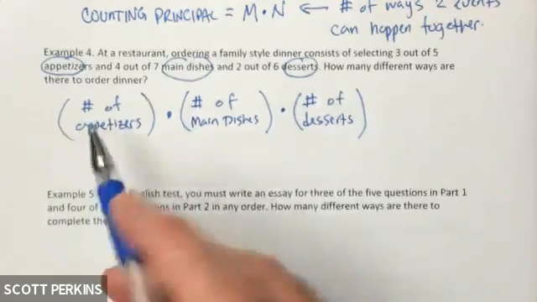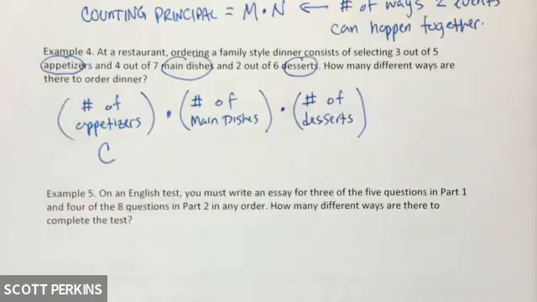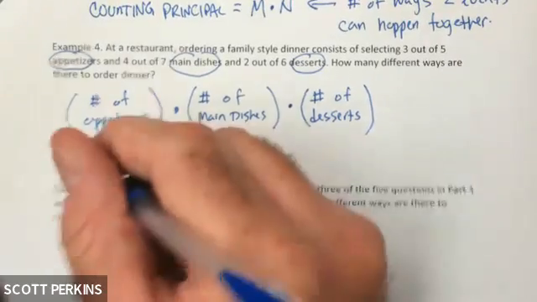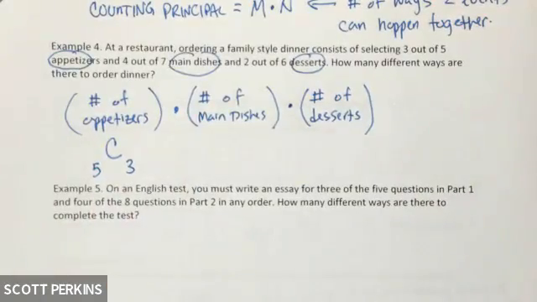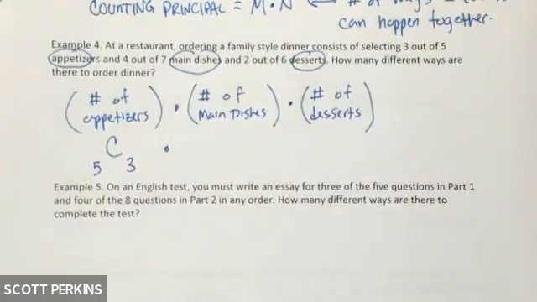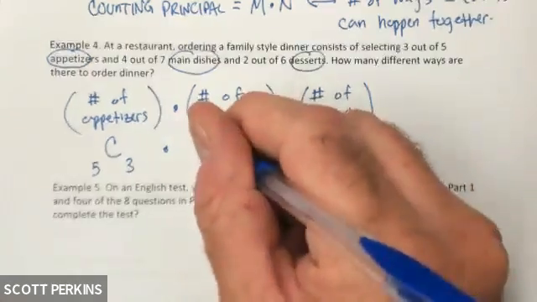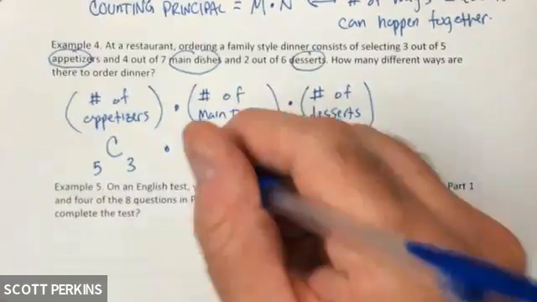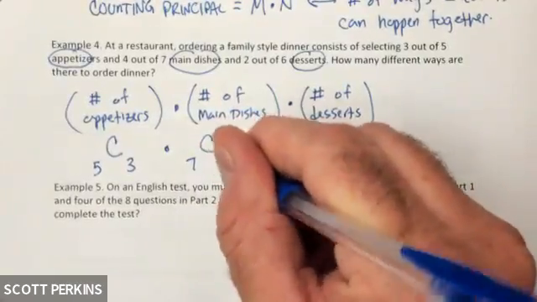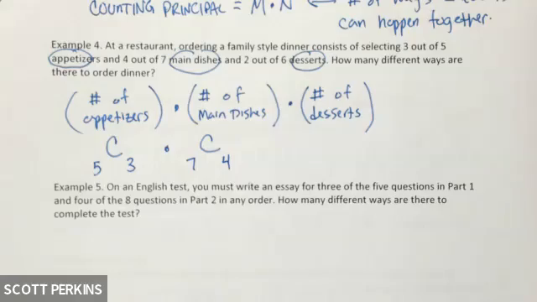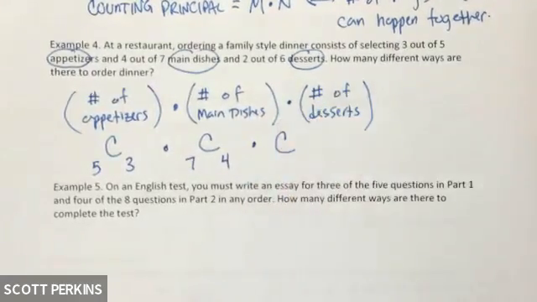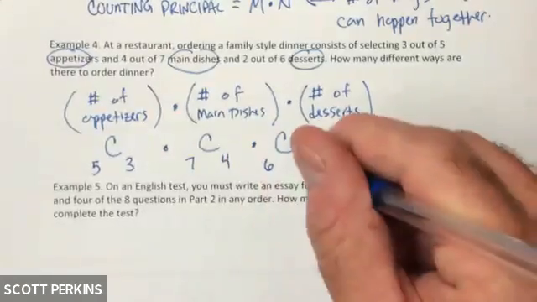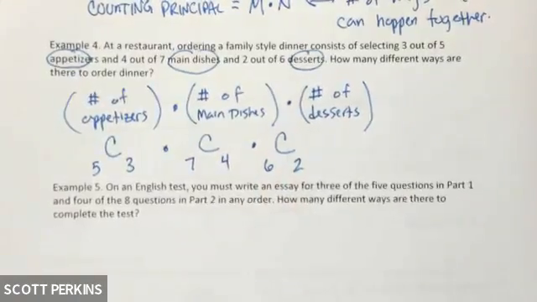So the number of ways I can pick appetizers is the number of combinations, and I've got 5 objects, and I'm choosing 3 of them. And then my main dishes, it's a combination problem, and I've got 7 objects, and I'm choosing 4 of them. And then last but not least, my desserts, it's a combination problem, and I've got 6 objects, and I'm choosing 2 of them.